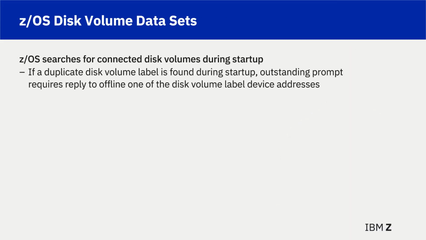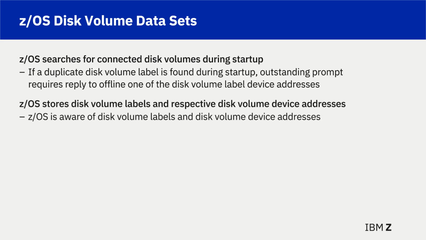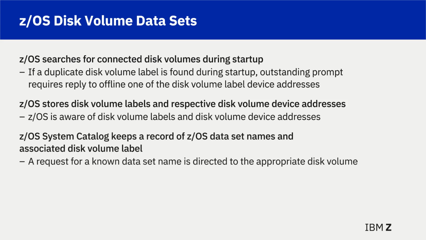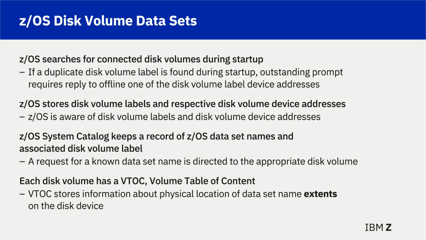z/OS identifies all connected disk storage volumes at startup. A z/OS system catalog keeps track of dataset names and their disk storage volume labels. Locating a specific dataset name starts with a lookup of the disk storage volume label for the requested dataset name. The locate is directed to the specific disk storage volume label. z/OS locates the dataset name with an inquiry of the disk storage volume VTOC, where the VTOC knows the dataset physical location on the disk storage volume. The data records identified by the dataset name are stored in one or more dataset name extents.